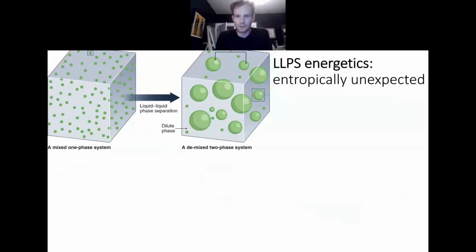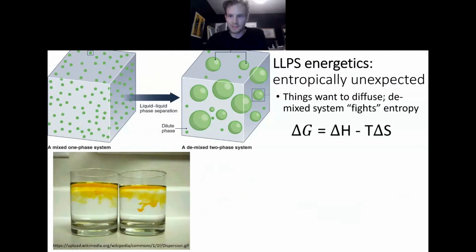So this is briefly some energetics of liquid-to-liquid phase separation, and the idea is that it's kind of entropically unexpected. What I mean by that is that entropy is kind of like mixing things. If you add food coloring to water, it just kind of dissolves over time and spreads out. But when you have two demixed systems, they just stay in the granule. They don't dissolve the whole place. So this is kind of unexpected.